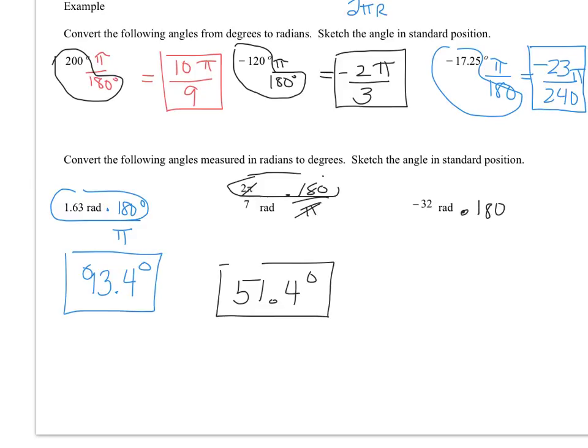Same thing for this, 180 over pi. No pi's to cancel, so I'll multiply the tops: 32 times 180 divided by 3.14. This is going to give me a huge angle, negative 1834.4 degrees.